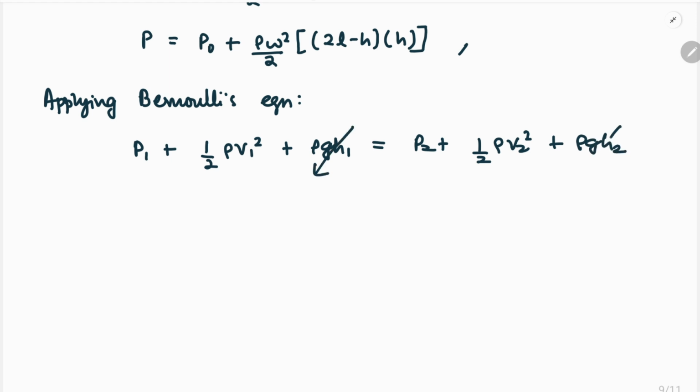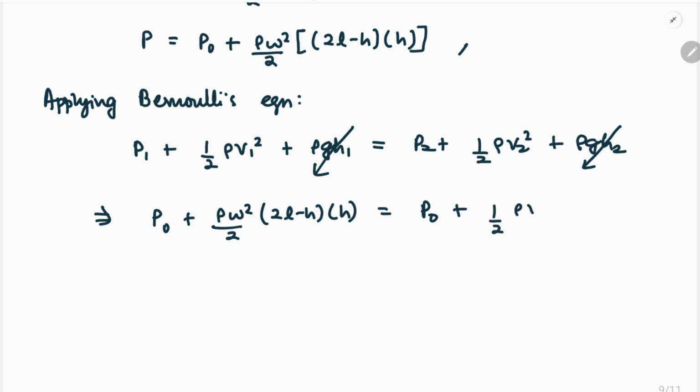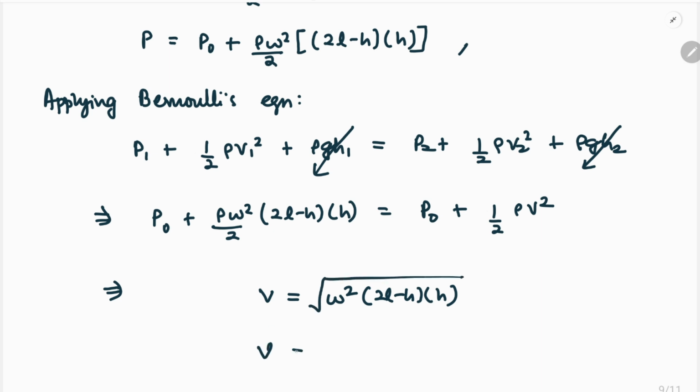Now h1 and h2 are on the same horizontal level. P can be written as P0 plus rho omega square by 2 times (2L minus h) multiplied by h, which is equal to P0 plus half rho V square. From here, if we solve for V, we obtain V equals the square root of omega square times (2L minus h) times h. And if we write it in the way it is given in the text, it is omega h times the square root of (2L by h minus 1). So this is the final answer for this particular problem that we have solved. Problem number 8 in this series.